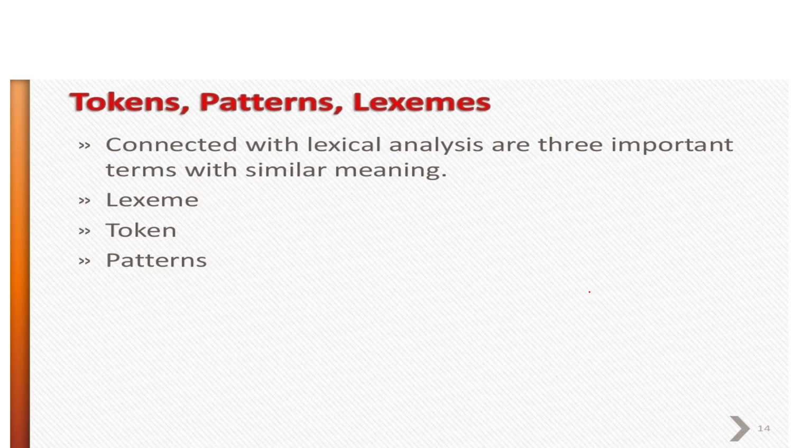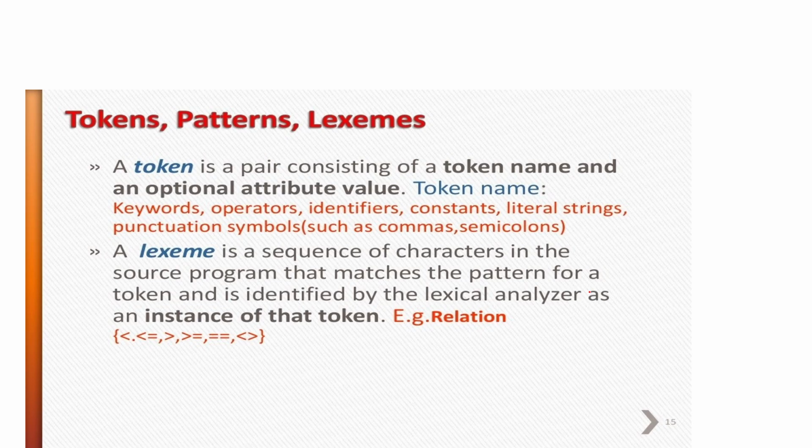Next, we are going to describe tokens, patterns, and lexemes. As they are connected with lexical analysis, there are three important terms with similar meanings. The first one is lexeme, the second one is token, and the third one is pattern. So the first one is token. What is a token? A token is a pair consisting of a token name and an optional attribute value.